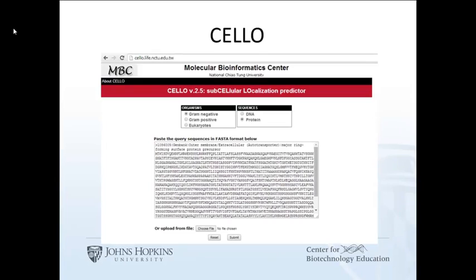This is Cello. I believe it's pronounced Cello because it's a cell prediction. But it's a Taiwanese-based program and web server, so I'm not positive. Maybe it is Cello. There are two important things to do before running this program.